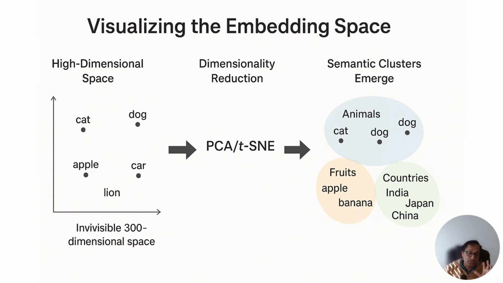We'll see that when we do the notebook, we will definitely see this in action. Cat, dog and lion come together as animals, apple, banana, orange group as fruits, Paris, London, Tokyo as cities. These clusters are not hard coded. They emerge purely from how words co-occur in real text. That's the beauty of embeddings.